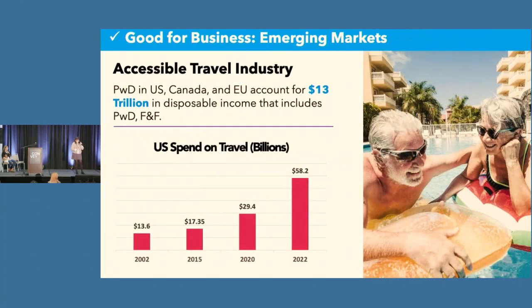All right, the third reason, emerging markets. The accessible travel industry is huge and it's growing. In the US, Canada, and UK, that accounts for $13 trillion in disposable income. So that is a lot. The actual travel market, and this is just in the US, you can see where it started in 2002 at about $13.6 billion spent on accessible travel, and that was people that identified as having a disability, so they were self-identifying. 2022 is the last research that's out there right now, and we're looking at $58.2 billion being spent on accessible travel just in the US. So it's much, much larger.